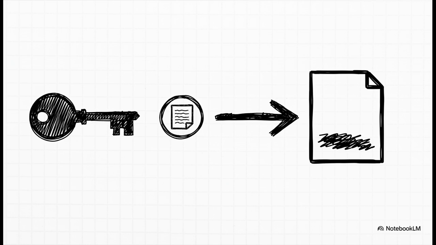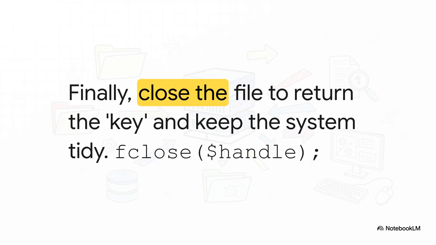We're using our key, our $handle. We give that handle to a function like fwrite, along with the text we want to add, and it does the job for us. It officially writes our new information to the file. And please don't forget this last step, because it's just as important as the first.